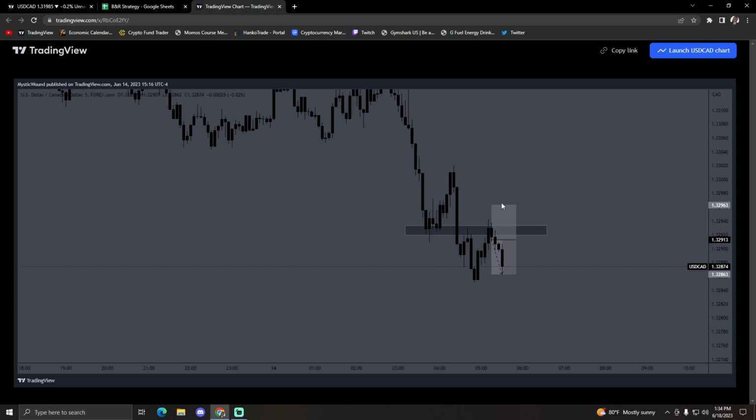That was my stop loss placement. That was my TP. It just tapped my TP perfectly and took me out of the trade. So that was amazing. That was a nice quick trade on the 5-minute for USD CAD.